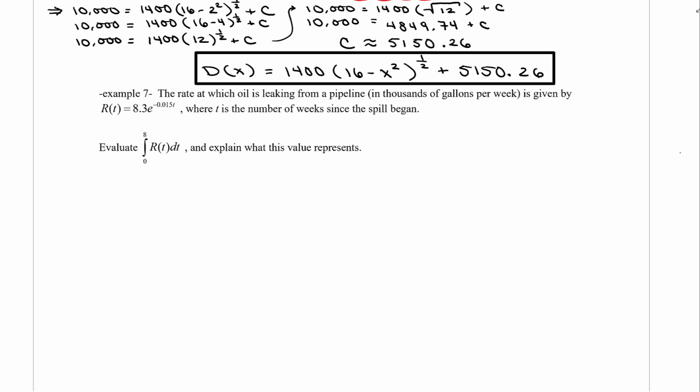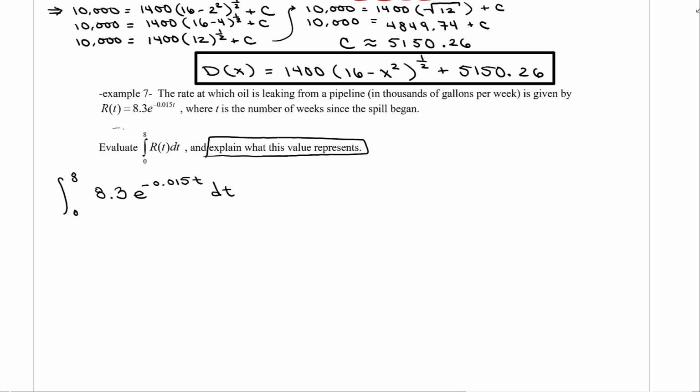Let's begin by rewriting our integral. So let's write down the integral from 0 to 8 of R of t, which is going to be 8.3 e raised to the negative 0.015 t power dt. I'm going to underline what we're being asked to do. Here it's asking explain what this value represents. I boxed that in, and I also boxed in evaluate the integral from 0 to 8 of R of t dt. I've numbered those as 1 and 2 because there's two things we need to do here. So there's like two parts.